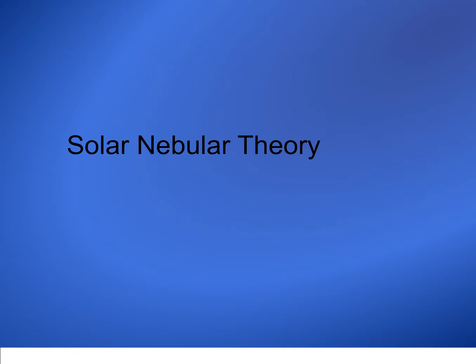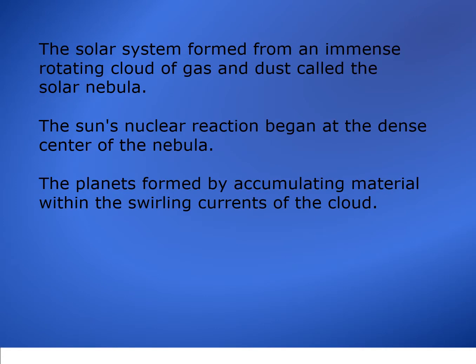In this video, we're going to talk about the solar nebular theory. The solar system formed from an immense rotating cloud of gas and dust called the solar nebula. The sun's nuclear reaction began at the dense center of the nebula. The planets then formed by accumulating material within the swirling currents of the cloud.